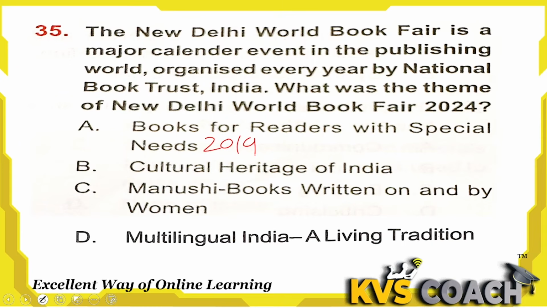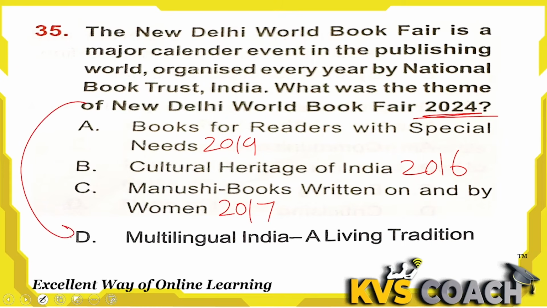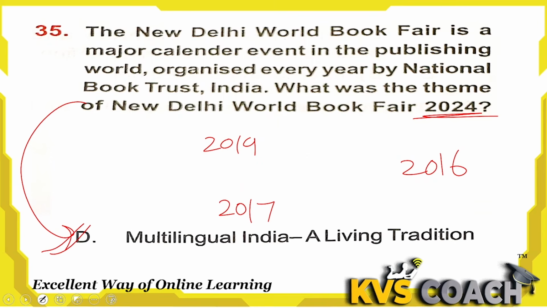Option B, Cultural Heritage of India. This was the theme in 2016. And option C, Manushi, books written on and by women. That was the theme in 2017. But for 2024, the theme is option D, Multilingual India, a living tradition. Option D is the right answer here.